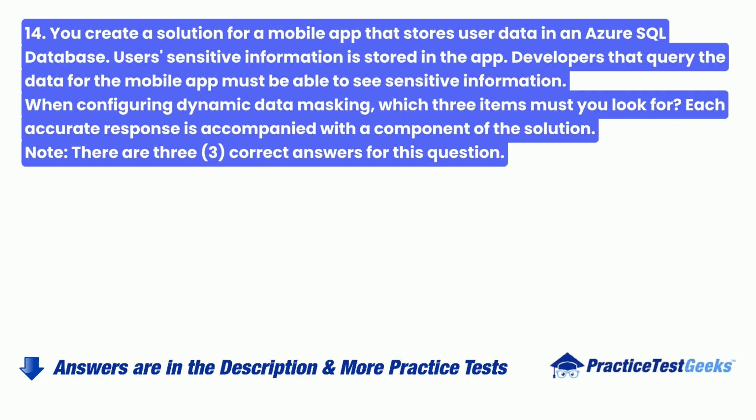(14) You create a solution for a mobile app that stores user data in an Azure SQL database. Users' sensitive information is stored in the app. Developers that query the data for the mobile app must be able to see sensitive information. When configuring dynamic data masking, which 3 items must you look for? Each accurate response is accompanied with a component of the solution. Note, there are 3 correct answers for this question.